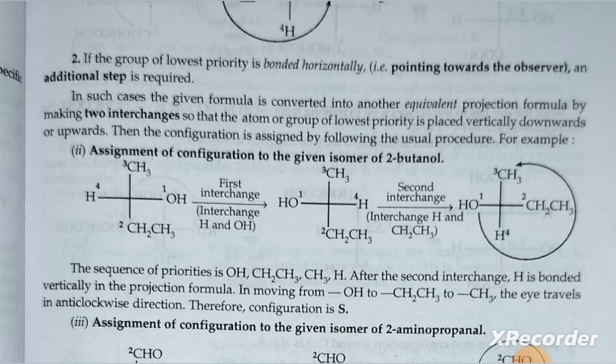For example, second, assignment of configuration of the given isomer of 2-butanol. The sequence of priority is OH, C2H5, CH3, then H. After the second interchange, hydrogen is bonded vertically in the projection formula. In moving from OH to C2H5 to CH3, the eye travels in an anti-clockwise direction. Therefore, the configuration is S.